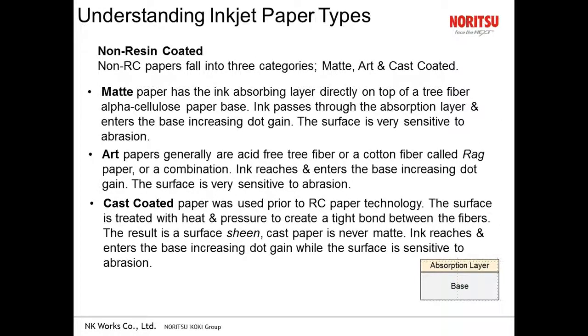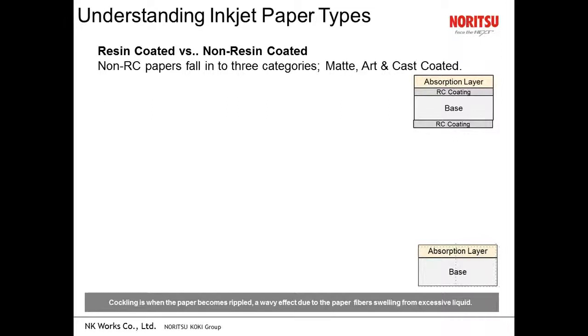Cast-coated paper was the type of technology used before the resin-coated paper came about. Cast-coated paper is where the paper manufacturing process treats one side of the paper with heat and pressure to tighten the bond between the fibers itself. This makes a more dense paper surface, and the ink is less likely to penetrate into the paper fiber. That reduces dot gain and creates for a sharper image. It also increases the sheen of the paper, so you don't get a matte cast-coated paper.